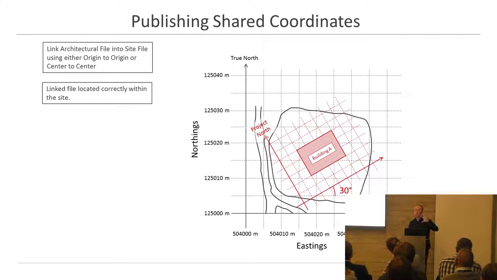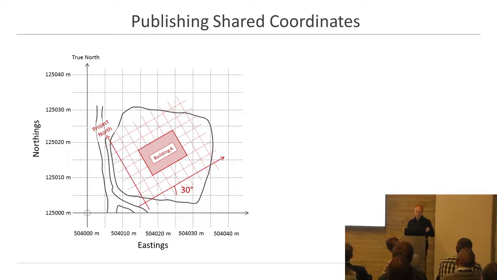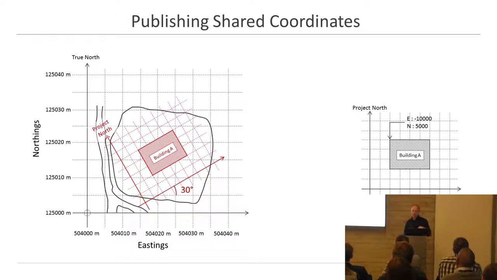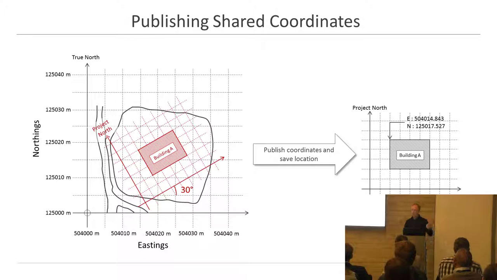Once we've done that, what we're then going to do is publish those shared coordinates back to our model file. So we have a link in here, we have our model file sitting on the server. Our coordinates initially are going to be to our local grid, so -10,000 by 5,000. Whenever we publish those coordinates, those points should then change to match what we have in our site file. Okay?